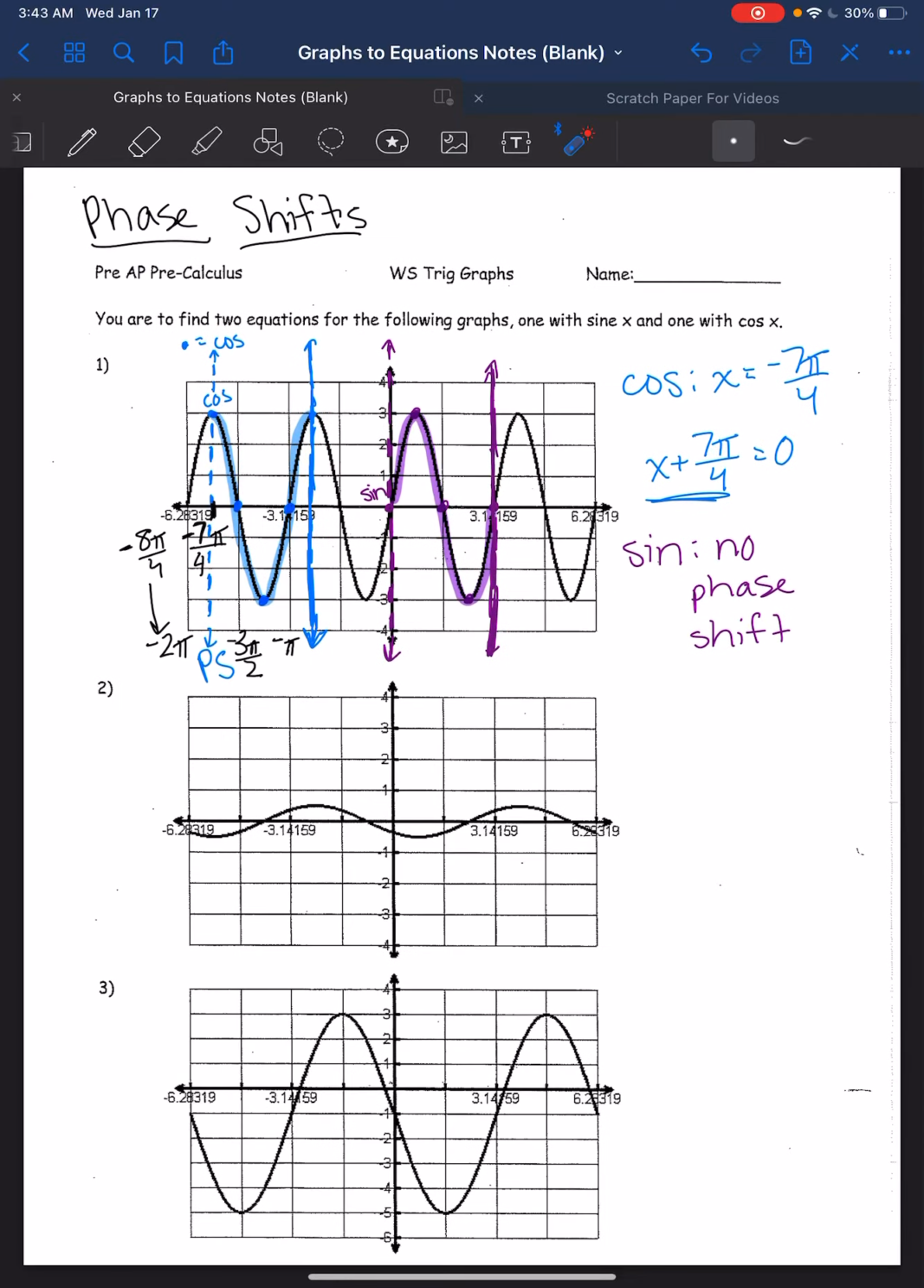Okay, that is all I'm going to do on phase shifts. I've got one more video coming on vertical shifts.